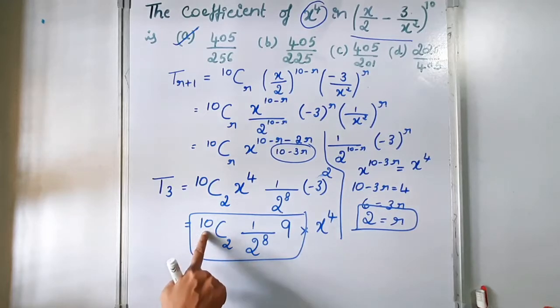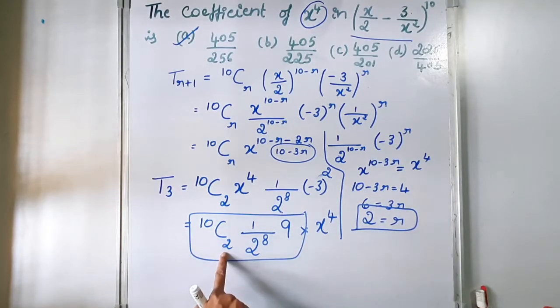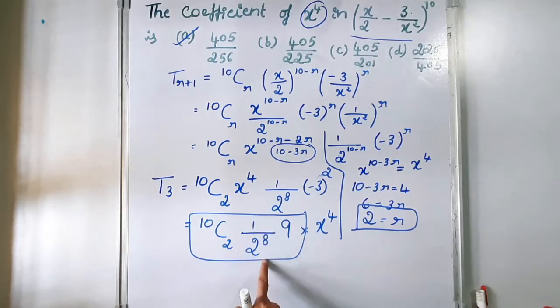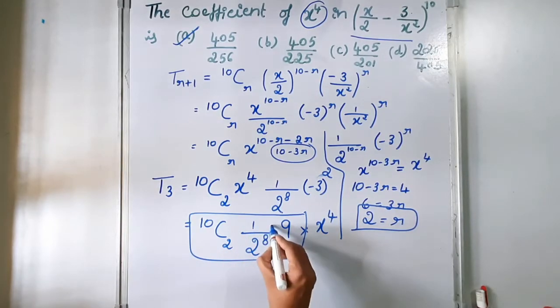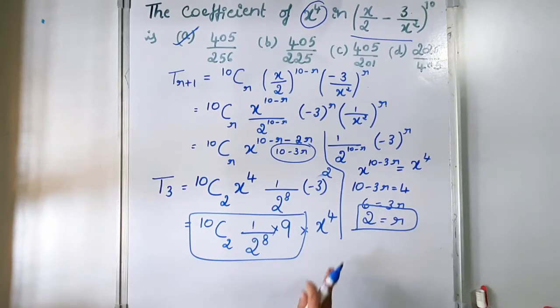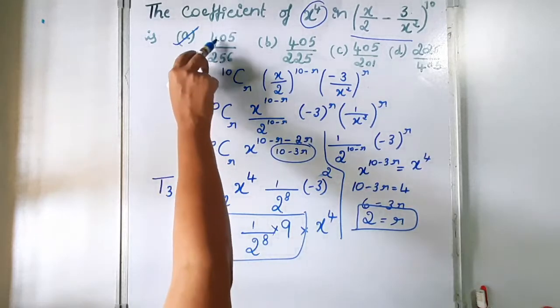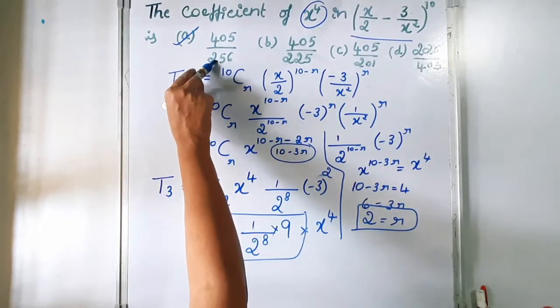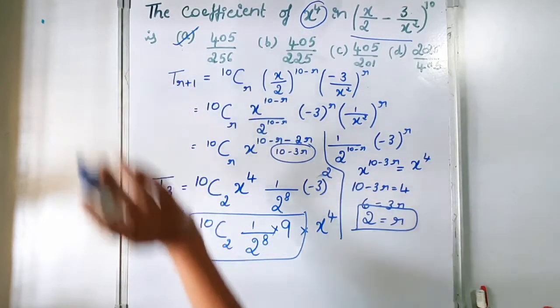Just simplify this. 10 factorial divided by (10 minus 2) which is 8 factorial, into 2 factorial. Then 1 by 2 to the power 8. Find the value and multiply with 9, so that you will get the coefficient of x to the power 4. The answer you have to get is 405 divided by 256. Okay, so this is the answer.